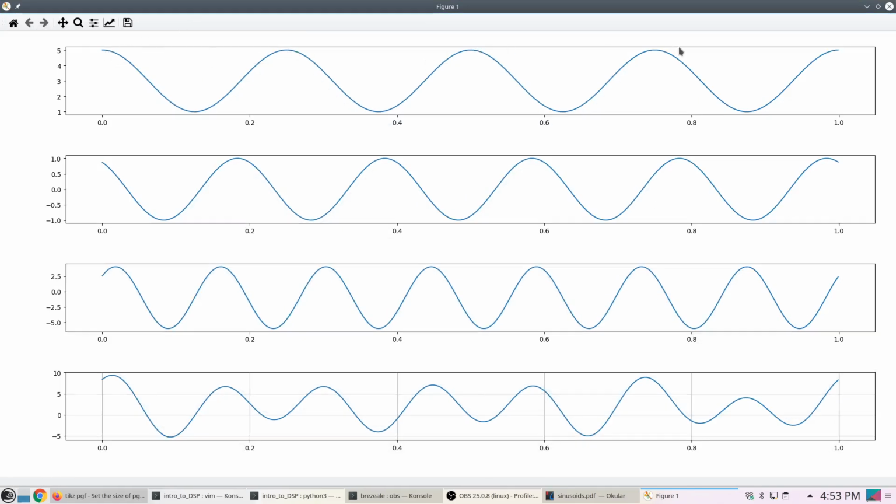So 1, 2, 3, 4 peaks. About 1, 2, 3, 4, 5. We start over here, so 1, 2, 3, 4, 5, 6, 7. And there's what we got.